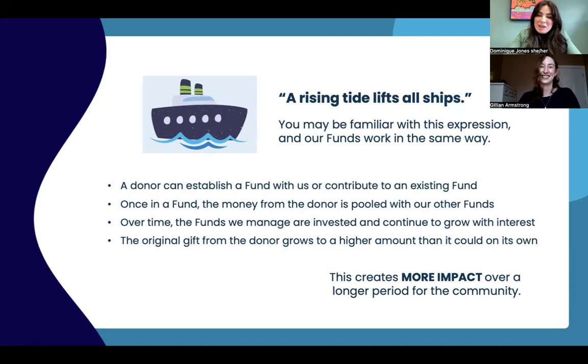And what I mean when we're pooling it together is that we are investing it together. So over time, the funds that we manage are invested and they continue to grow with interest, income, and dividends. And that original gift from the donor can grow to a higher amount than it could on its own. Each fund creates that shared benefit. The great thing about pooling all these gifts together is that we are able to access better quality investment vehicles like mutual funds because the sum of all of those parts is a greater number than the individual funds themselves. So as our funds continue to grow, this creates more impact over a longer period of time for our community.